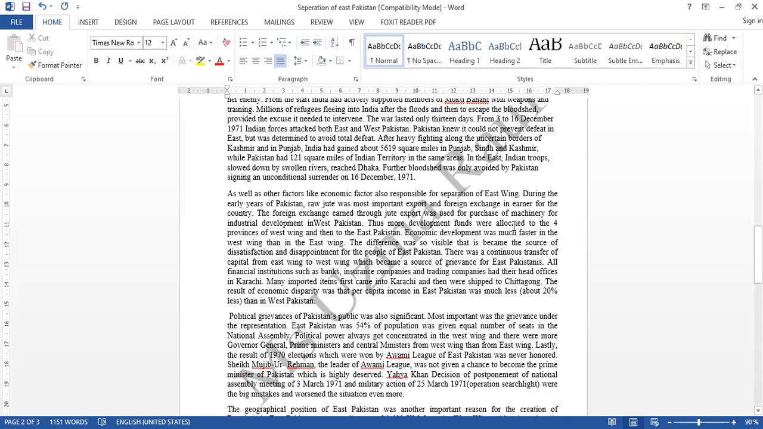Thus, more development funds were allocated to the four provinces of the West Wing than to East Pakistan. Economic development was much faster in the West Wing than in the East Wing. The difference was so visible that it became a source of dissatisfaction and disappointment for the people of East Pakistan. There was a continuous transfer of capital from East Wing to West Wing, which became a source of grievance for East Pakistanis. All financial institutions such as banks, insurance companies, and trading companies had their head offices in Karachi. Many imported items first came into Karachi and then were shipped to Chittagong.